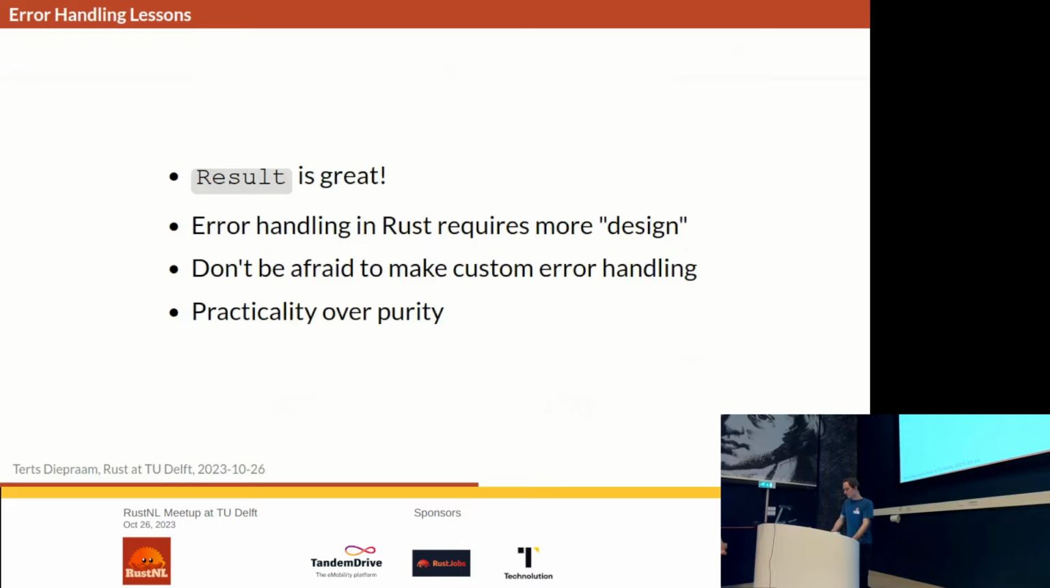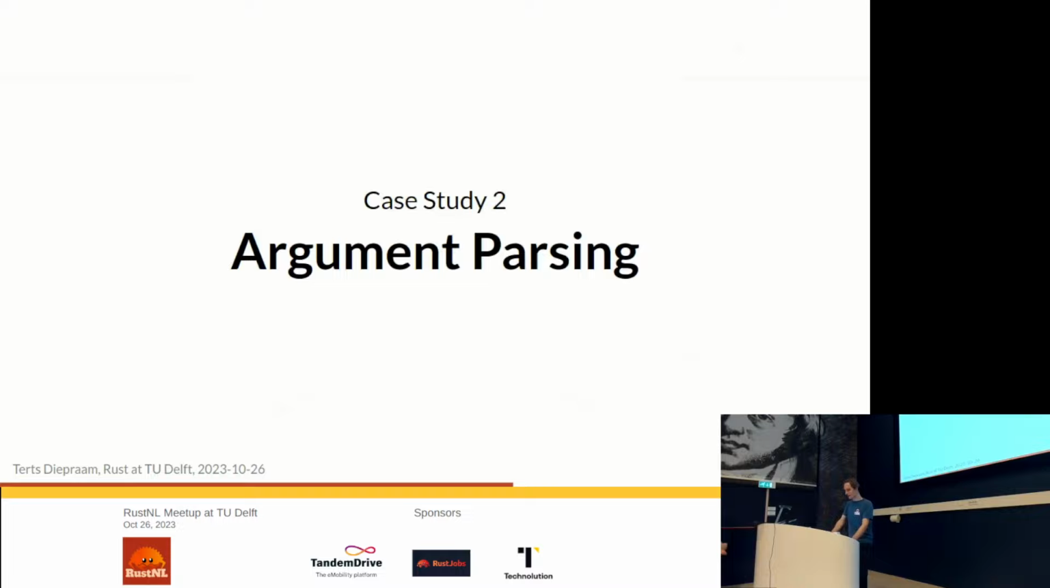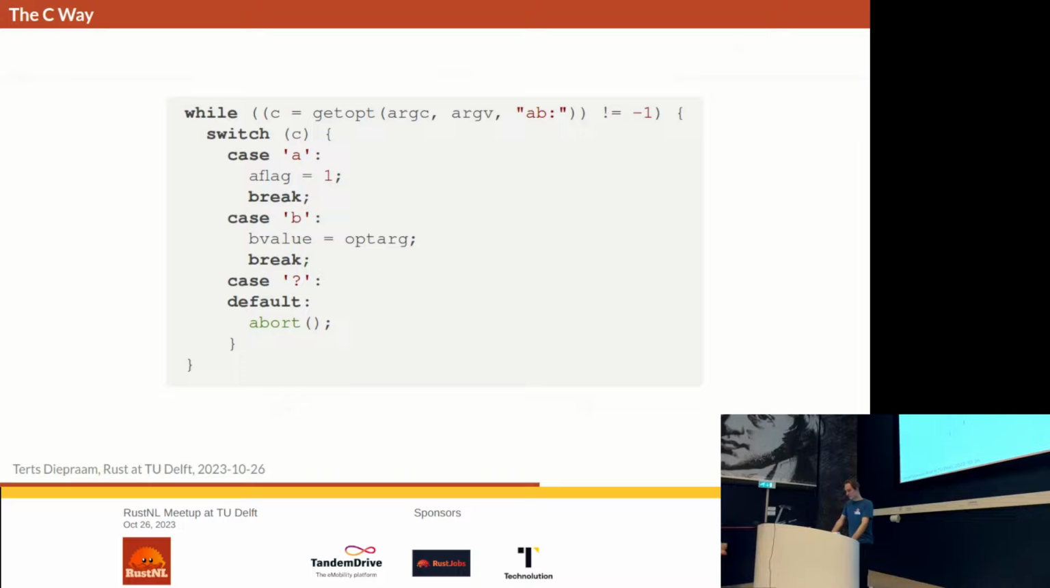The second thing is a little bit more experimental. I have it on my own repository somewhere. It is different argument parsing. So again, let's look at what C is doing. In C, you get this code.